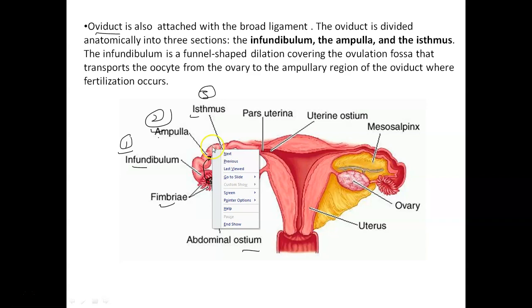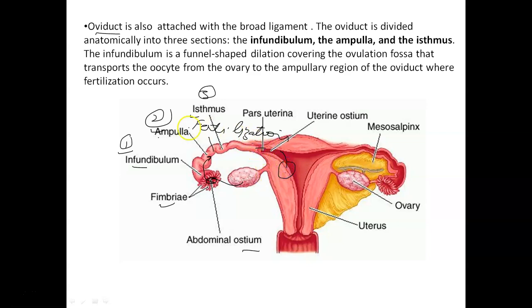When the egg reaches here, actually the fertilization occurs at the junction of ampulla and isthmus. So what is the site of fertilization? Ampulla isthmus junction. And then the zygote starts dividing after 24 hours from this site only, and it will form first morula, then blastula, then the blastula will come here and attach to the membrane of the uterus. We will see all these steps in coming slides. So that's all for oviduct.